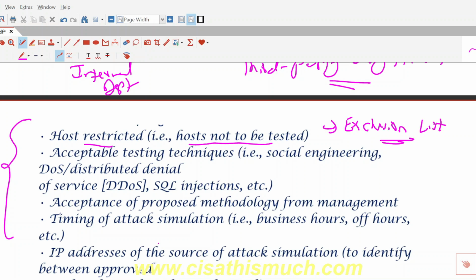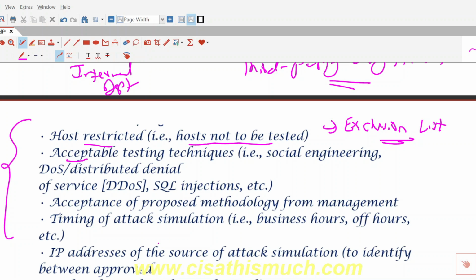If you are doing this activity, please do not touch these servers. There could be some critical production servers which could be handling sensitive customer data. We don't want potential disruption, and we don't want to hamper our day-to-day business operations, so we may have one exclusion list saying that if you're doing this penetration testing, please do not touch these servers or these machines, because this particular server is handling very sensitive customer data and we don't want to get into trouble. So, exclusion list.